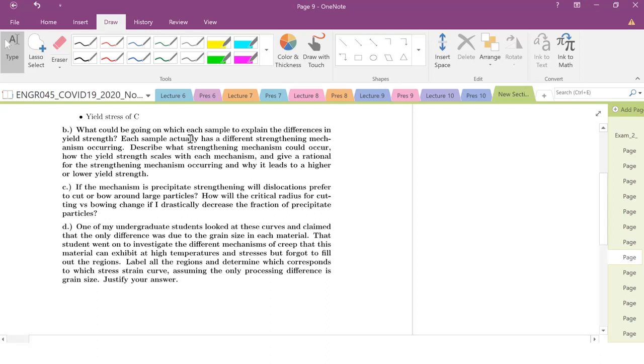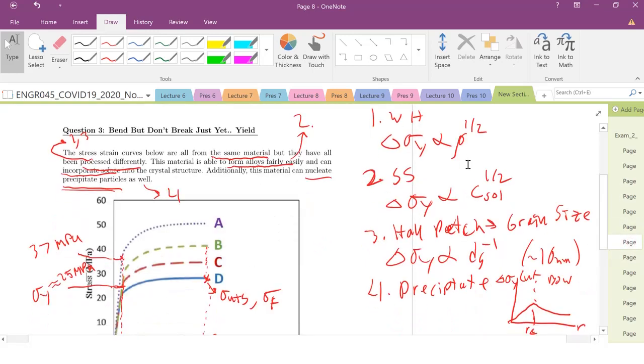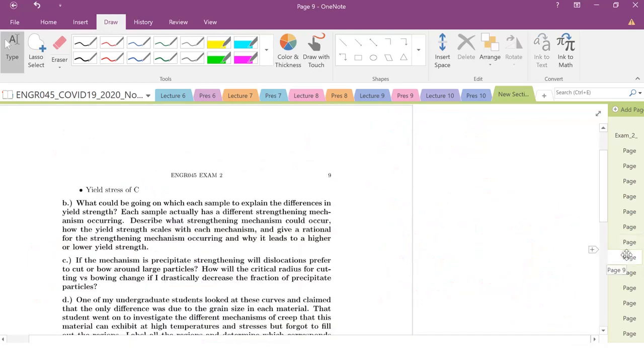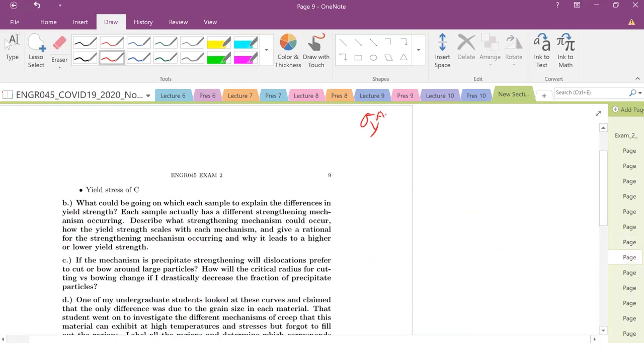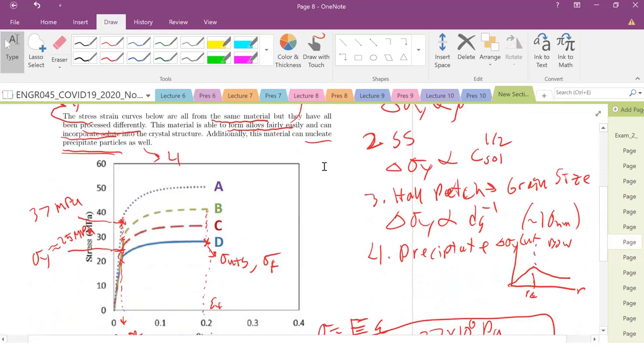So let's start off with describing the yield strength of all these different materials. The yield strength of these materials basically scales here, right? This is my yield strength of A, this is approximately my yield strength of B, and C, and then D. So going back here, let's write that the yield stress of A is greater than the yield stress of B, which is greater than the yield stress of C, which is greater than the yield stress of D. So that's our ranking in terms of the yield stress, and that's just given from these curves.